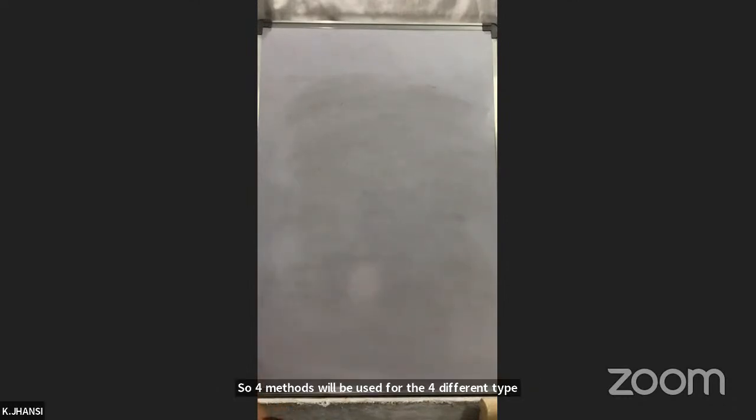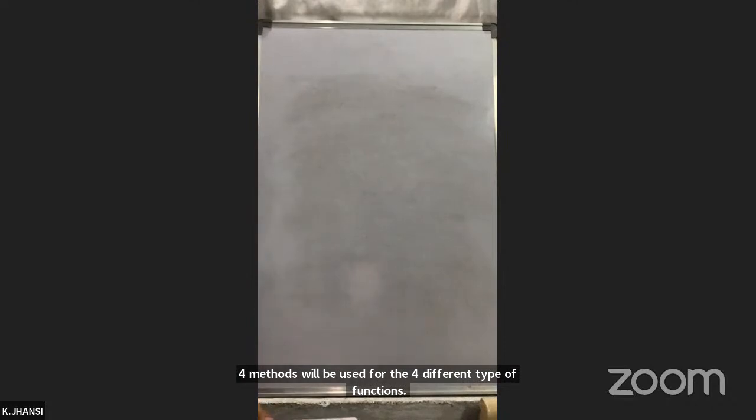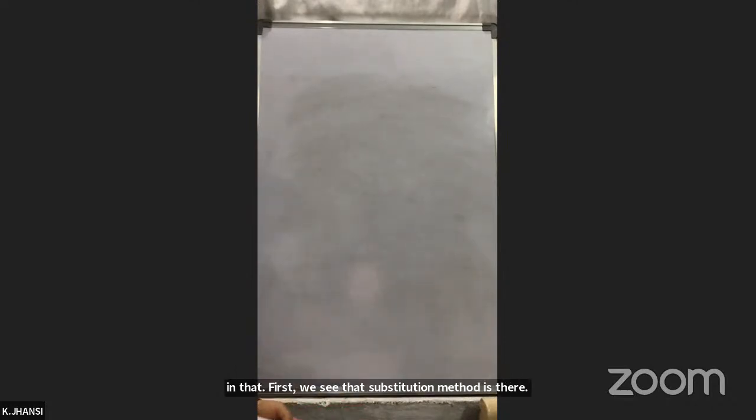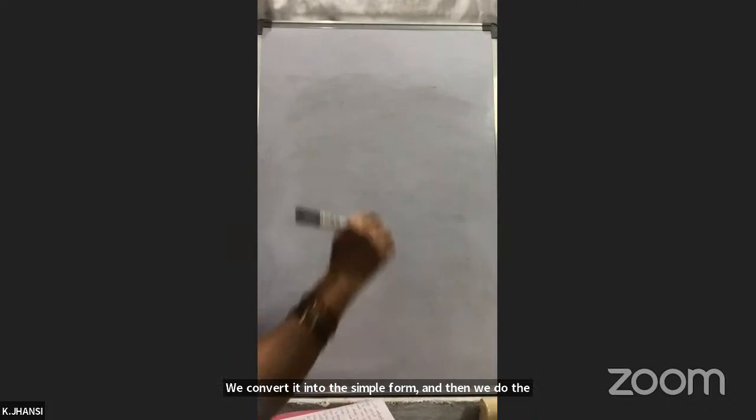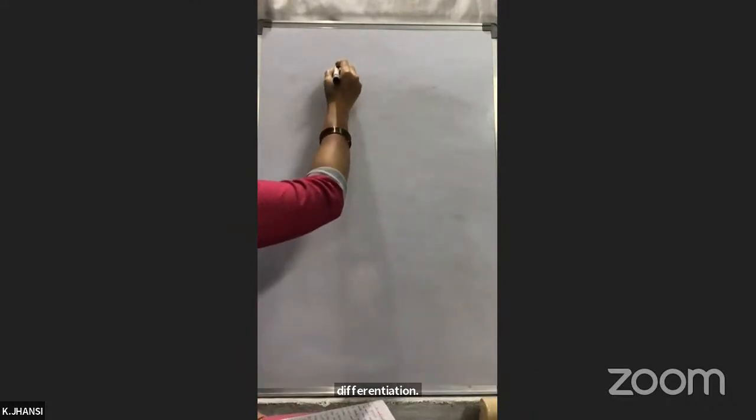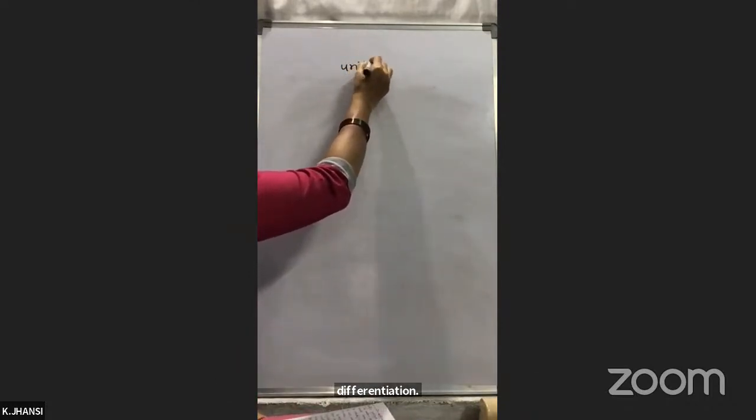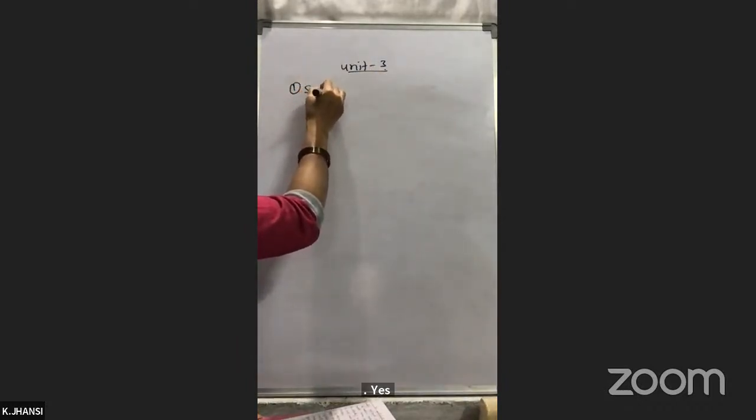First we see the substitution method. In the substitution method, we generally take the x value as sine theta, cos theta or tan theta; in place of x, we substitute that. The given function will be in a somewhat complicated form. We convert it into a simple form and then do the differentiation. So that is about the special methods. The first one is the substitution method.